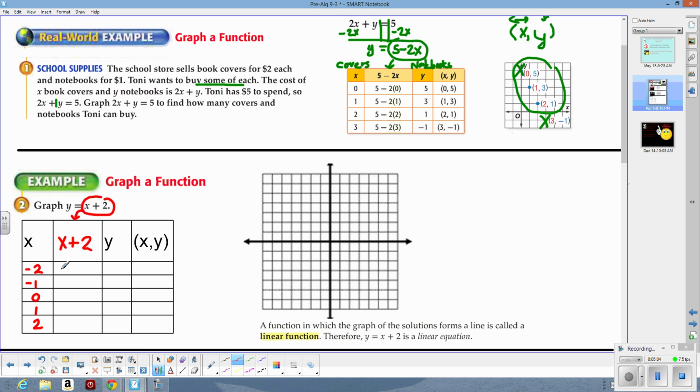If I plug in negative 2 for x, it's negative 2 plus 2. Negative 2 plus 2 is 0. So the ordered pair is negative 2, 0. If I were to plot this one, I would go to the left 2 and then stay right there. Now I'm going to plug in negative 1 for x. Negative 1 plus 2 is 1. So the ordered pair is negative 1, 1, which means we're going to go to the left 1 and up 1.